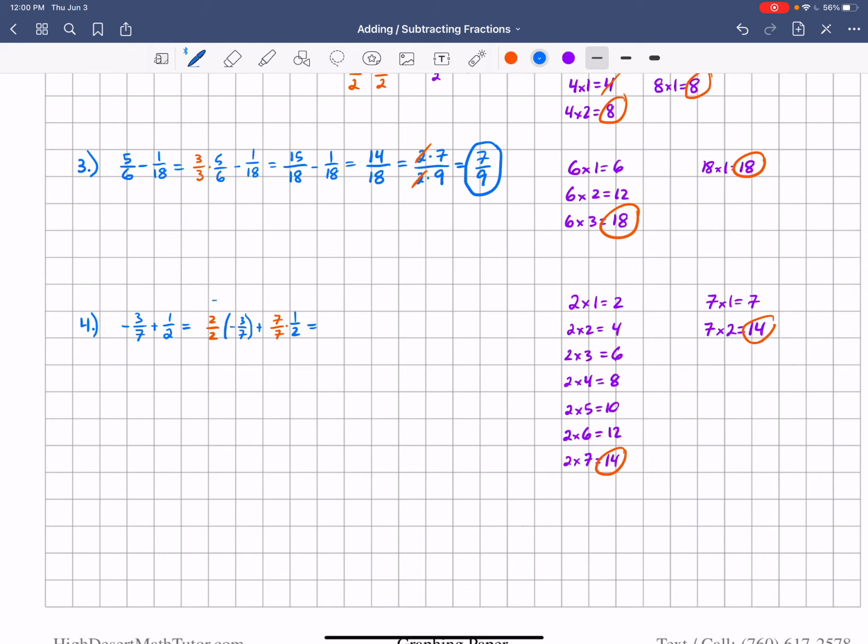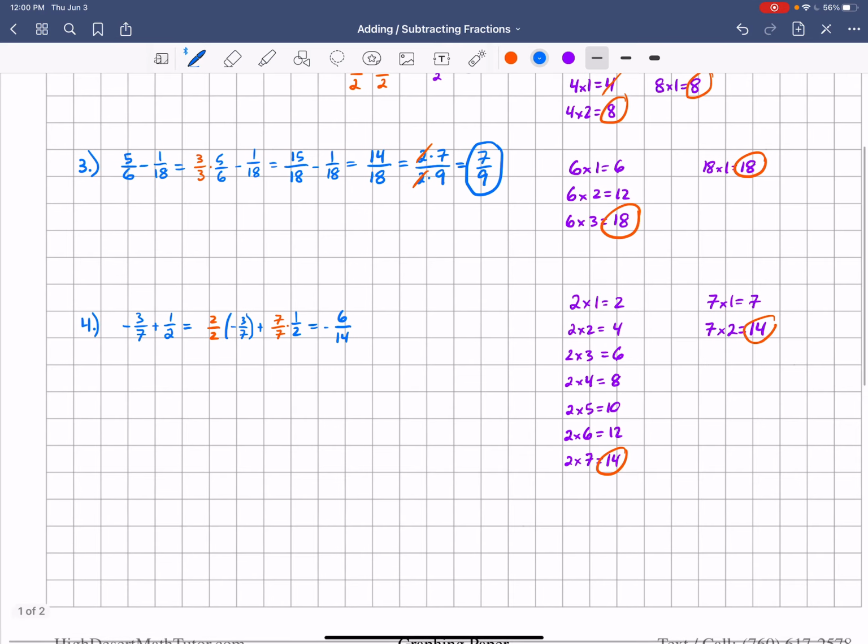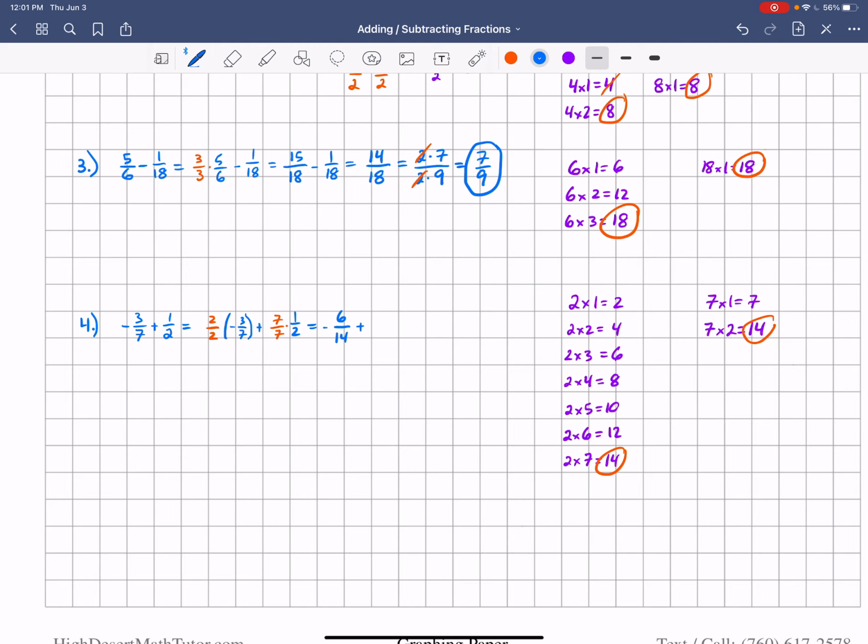Now, multiplying the first fraction, 2 times 3 is 6. 2 times 7 is 14. But this fraction is positive, this one is negative, so our final answer is negative. Next, I'm going to add the addition sign. 7 times 1 is 7. 7 times 2 is 14. And we have found our equivalent fractions.